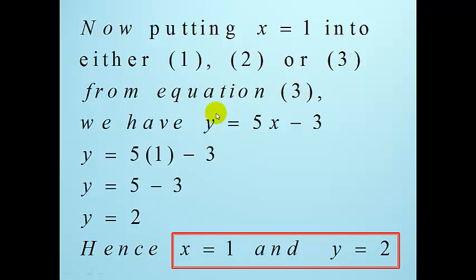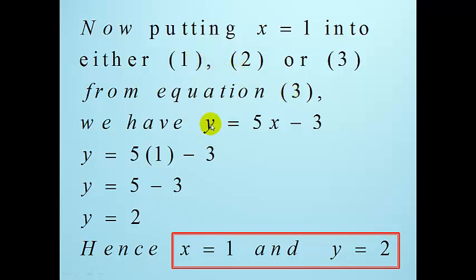Now from equation 3, y equals 5x minus 3. The reason why we are choosing equation 3 is that from equation 3, y has already been made the subject. So when we substitute x equals 1, y will come out quickly. And that is why we've chosen equation 3. But you can choose either 1 or 2. You still get the same answer.